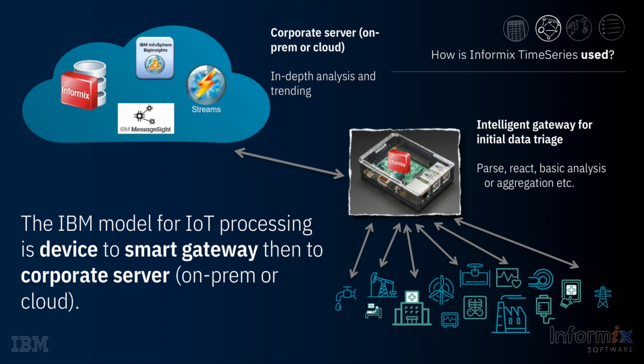Again, since the Informix in the corporate server is the same as on the gateway, only one class of applications is required. What runs on the corporate server can also run on the gateway and vice versa. This dramatically reduces application development and maintenance costs.